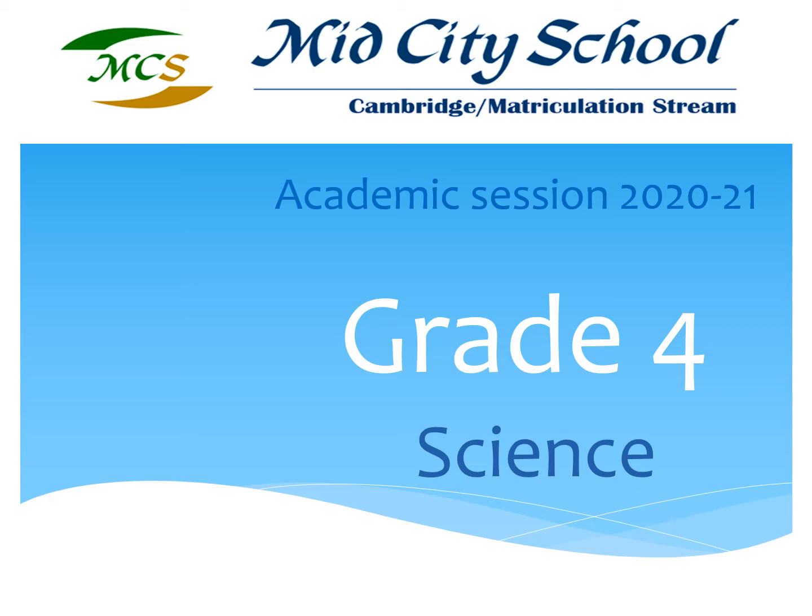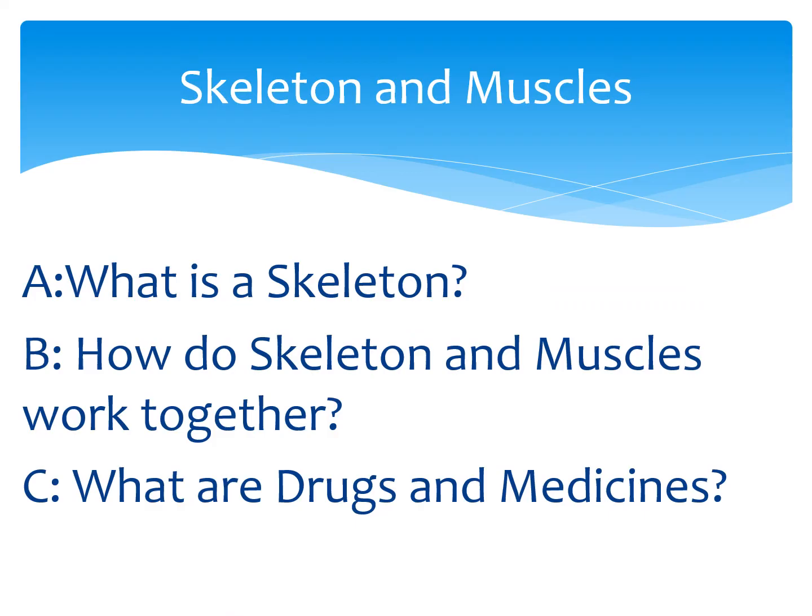Today is our fourth lecture of science for grade 4. In our last lecture, we completed the explanation of our first chapter. Today we'll be starting with the new chapter, skeleton and muscles. In this chapter, there are three parts. What is a skeleton? How do skeleton and muscles work together? What are drugs and medicines?